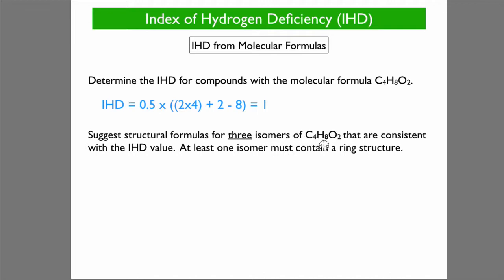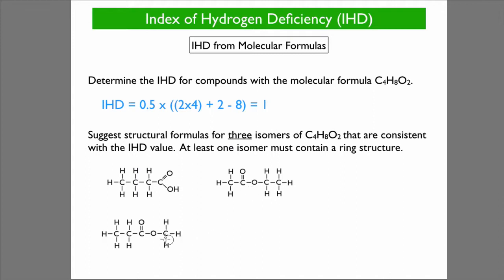So if we're going to suggest structural formulas for 3 isomers of this that are consistent with the IHD value, we're going to need to think of something which has 1 double bond, or a ring structure would be a sensible approach. Obviously the carboxylic acid would be an obvious one because we've got the 2 oxygens there. You'd have an ester, or we can just move that ester group around as well. The 3 possible positions, all would be fine.